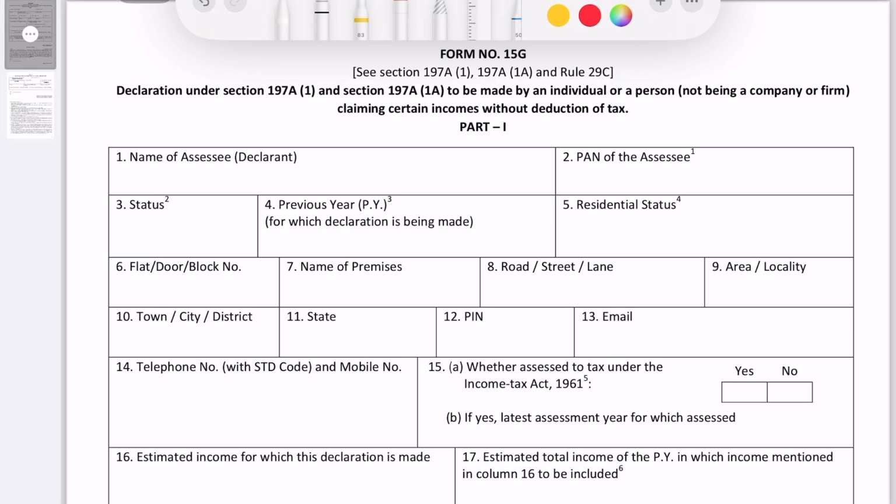So today we're going to learn how to fill Form 15G if we want to ensure that the company does not deduct TDS on the dividend that it is paying out. So let's move straight away to the form.